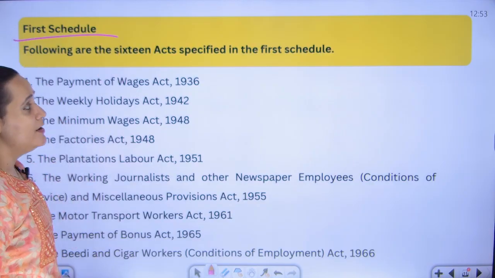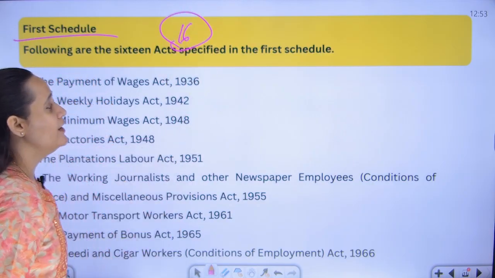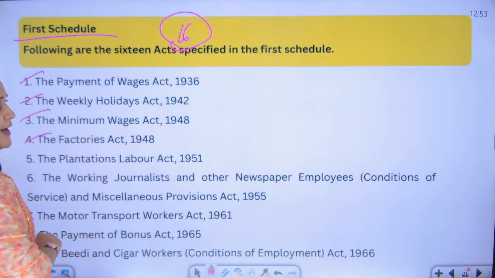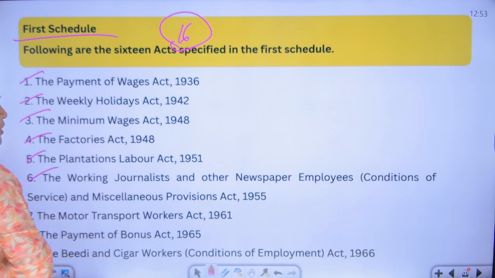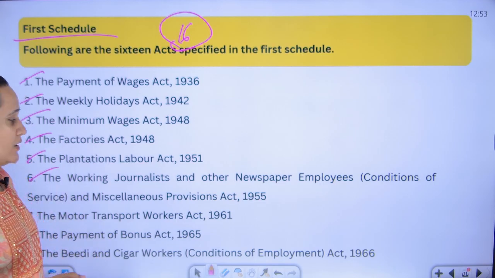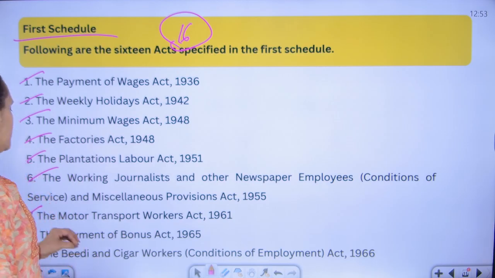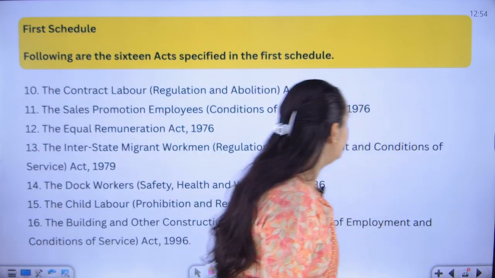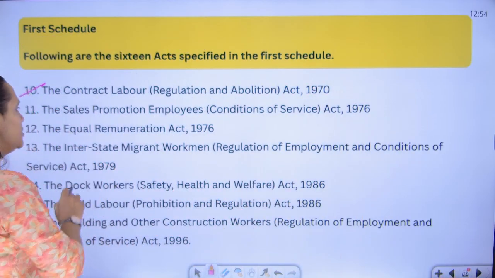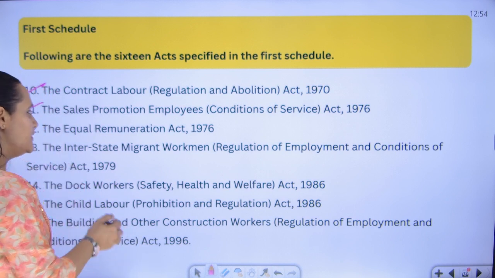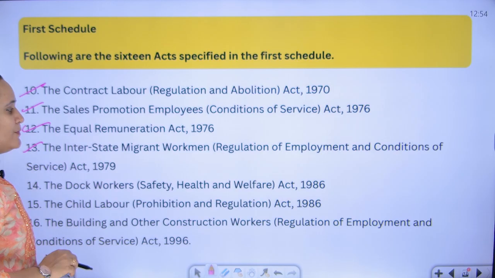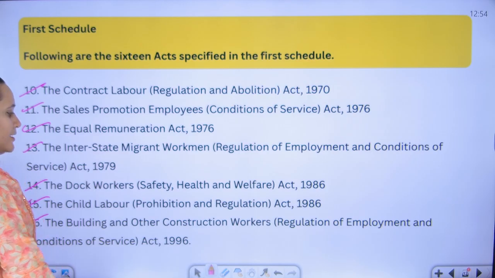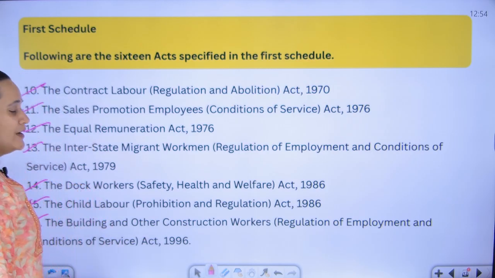It is mentioned under Schedule 1 where 16 enactments are identified, them being the Payment of Wages Act, the Weekly Holidays Act, the Minimum Wages Act, the Factories Act, the Plantation Labour Act, the Working Journalist and Other Newspaper Employees Conditions of Service and Miscellaneous Provisions Act, the Motor Transport Workers Act, the Payment of Bonus Act, the Beedi and Cigar Workers Conditions of Employment Act, the Contract Labour Regulation and Abolition Act, the Sales Promotion Employees Conditions of Service Act, the Equal Remuneration Act, the Inter-State Migrant Workmen Enactment, the Dock Workers Act, the Child Labour Regulation Act, the Building and Other Construction Workers Regulation of Employment and Conditions of Service Act.